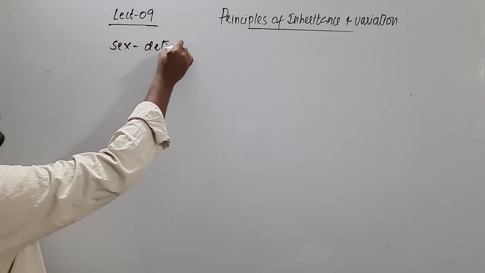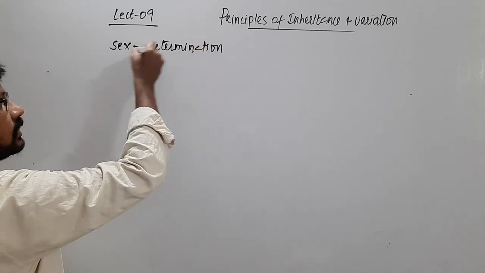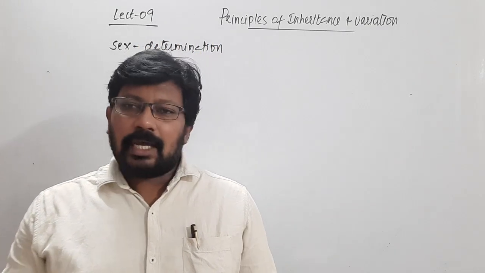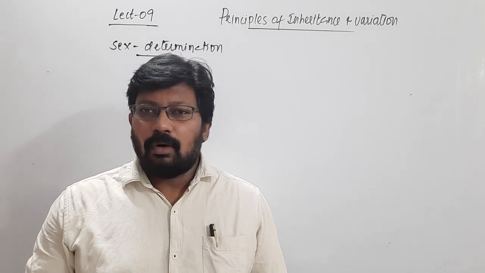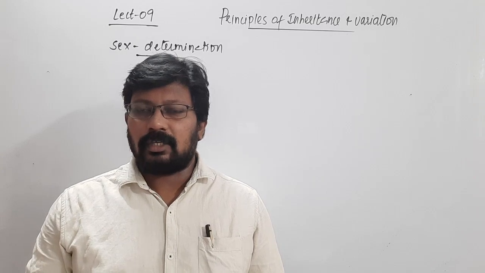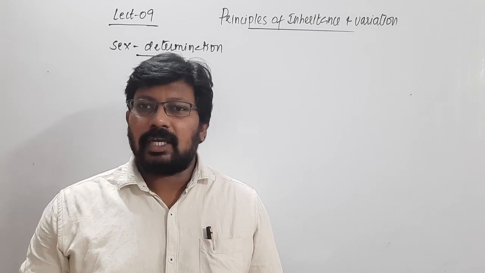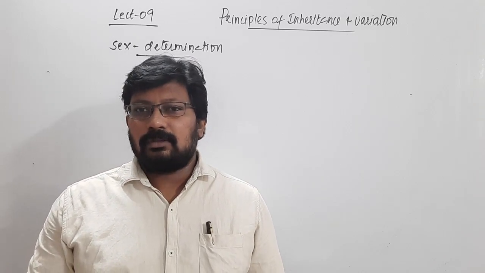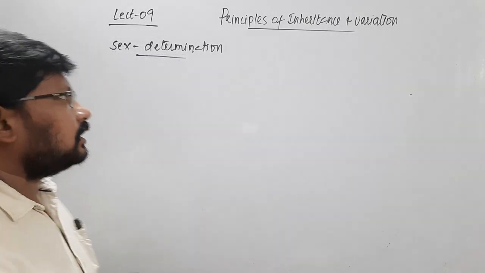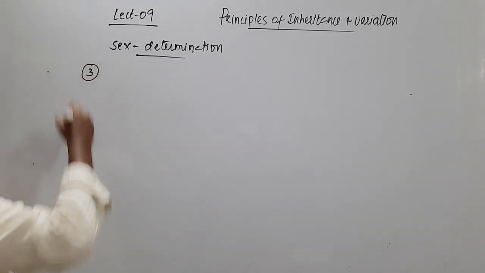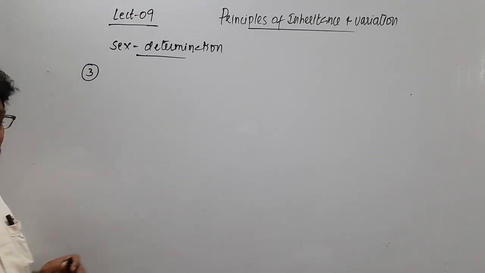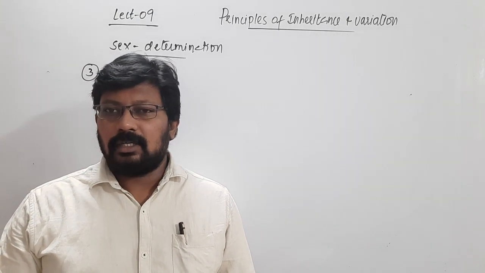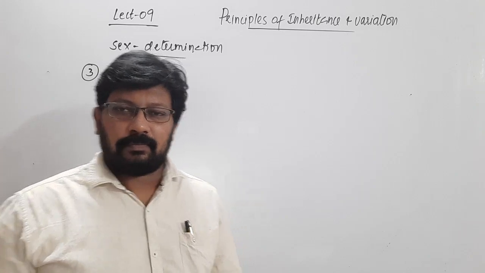In the last session, I discussed two methods under this. One is the XY-XX method of sex determination, and another is the XO-XX method of sex determination. In both those methods, we have seen male heterogamety, which means males are producing two types of gametes. But here I'm going to discuss another situation where the males will not be producing two different types of gametes. Instead, the females will be producing two different types of gametes.